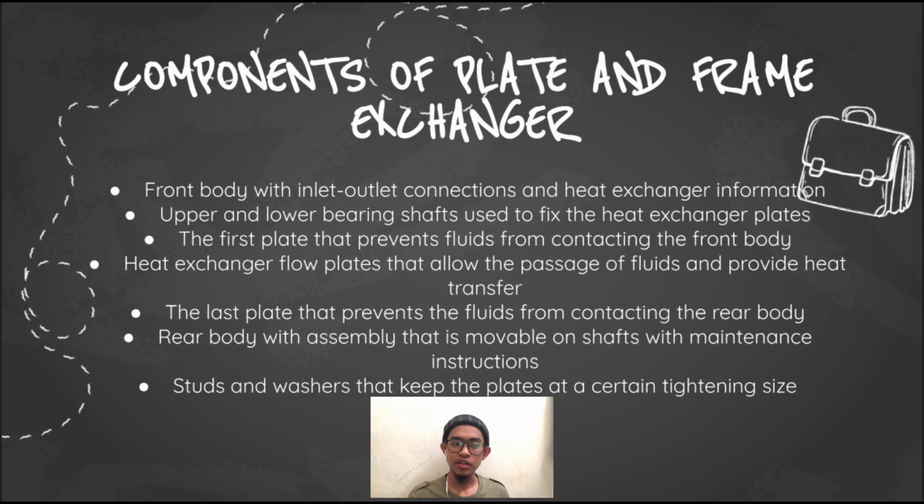Components of plate and frame exchanger: front body with inlet and outlet connection and heat exchanger information. Upper and lower bearing shafts used to fix the heat exchanger plates. The first plate that prevents fluid from contacting the front body. Heat exchanger flow plates that allow the passage of fluid and provide heat transfer. The plate that prevents the fluid from contacting the rear body. Rear body with assembly that is movable on shaft with maintenance instruction. And the last one, a nut with washer that keeps the plates at a certain tightening size.